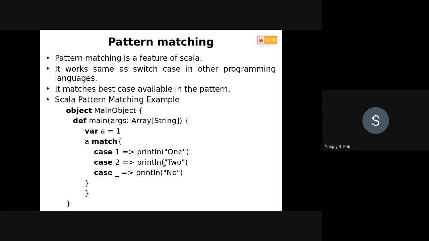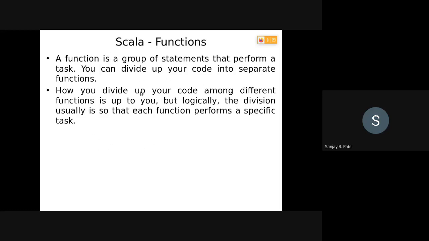Case 2, here if you have assigned a is equal to 2, so here the 2 is printed. In case you have no match in these cases, then the underscore is a default value, so no switch case is matched. So this is the pattern matching concept.